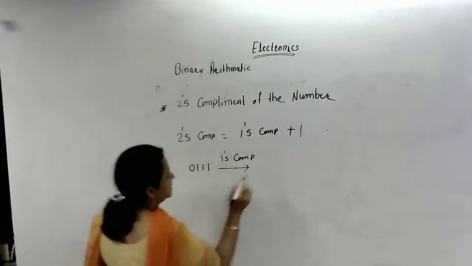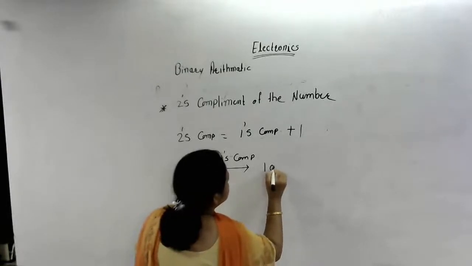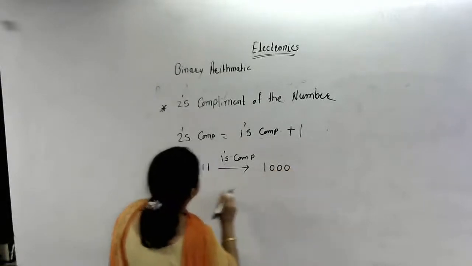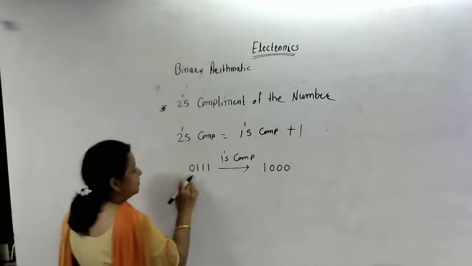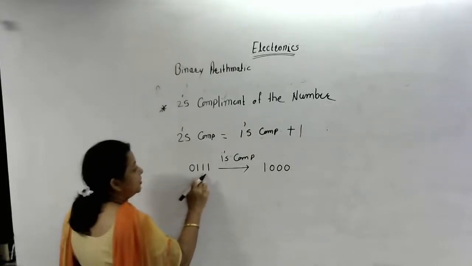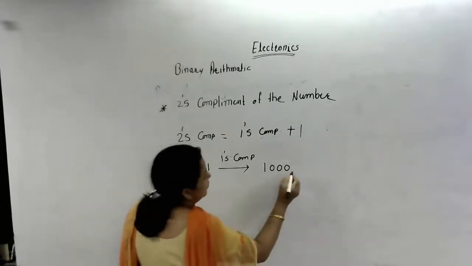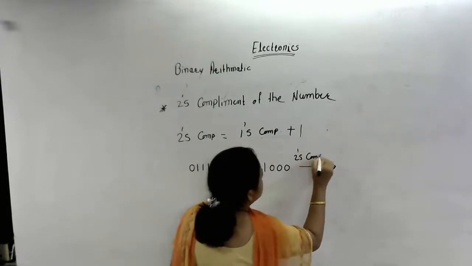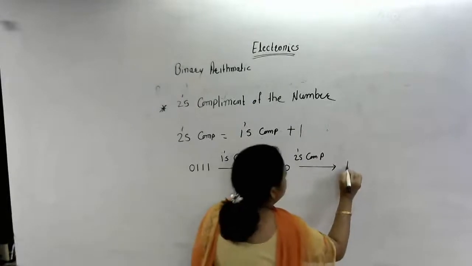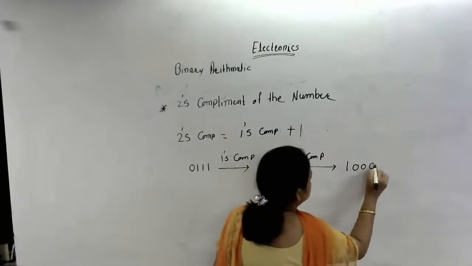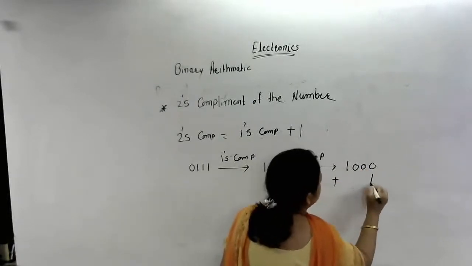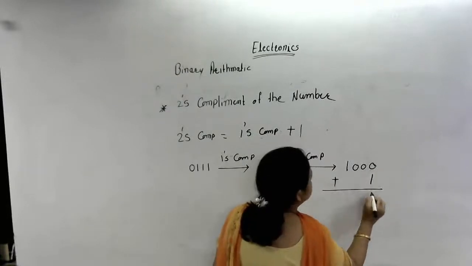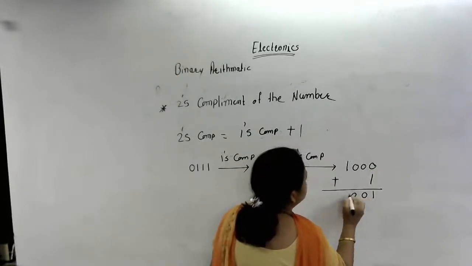1's complement of this number is 1, 0, 0, 0. Therefore, what is the 2's complement? 2's complement equals 1, 0, 0, 0 plus 1, which is equal to 1, 0, 0, 1.